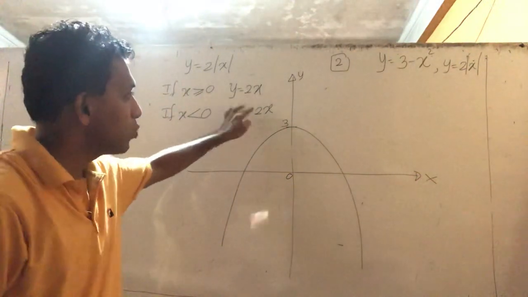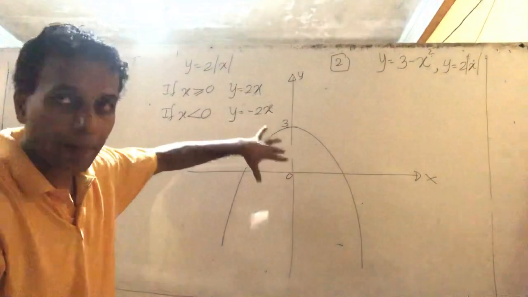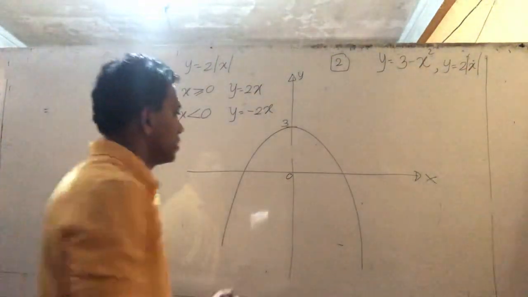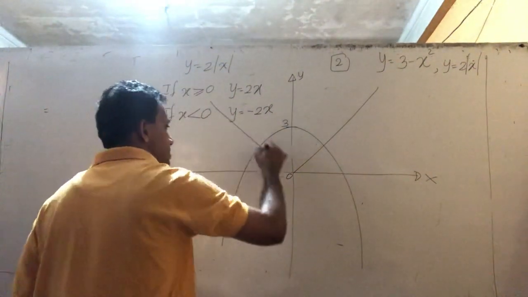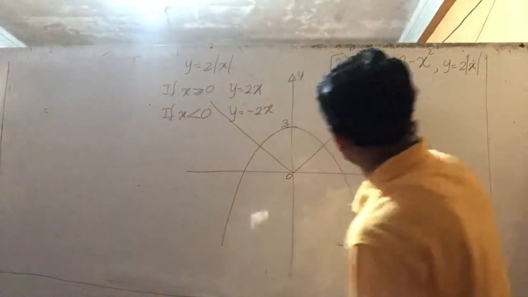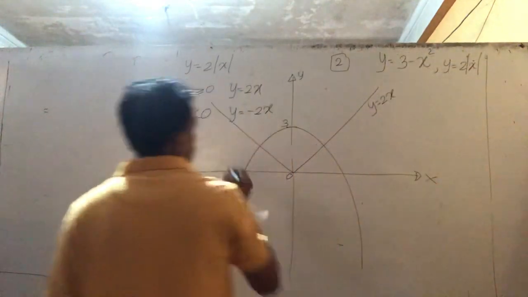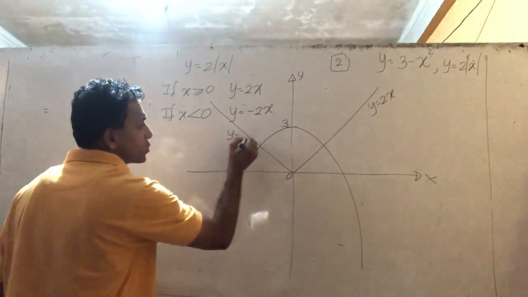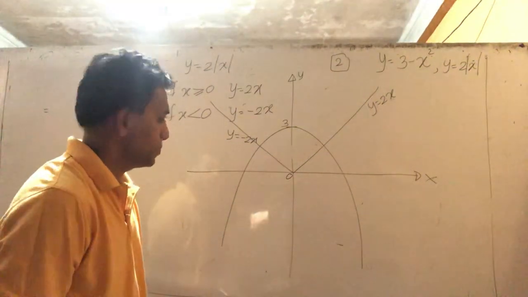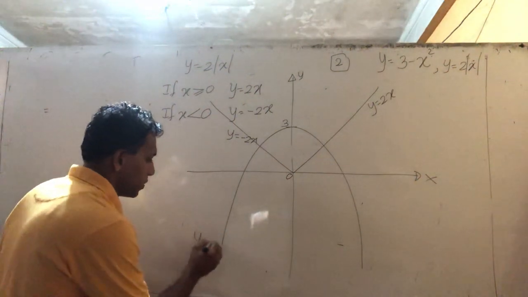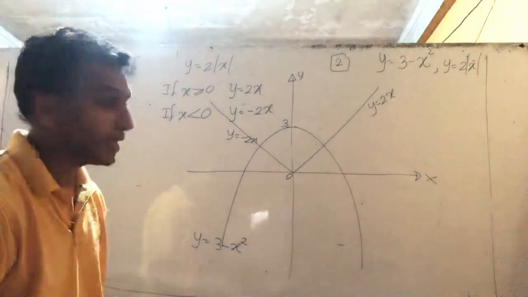So draw this y equal mx pattern through the origin, and y equal minus mx, the same reflected. If you draw a rough diagram, one is like this, and the other is like this. The two shapes, right? This is y equal 2x. This is y equal minus 2x. Two graphs available. This is the graph y equal 3 minus x squared.